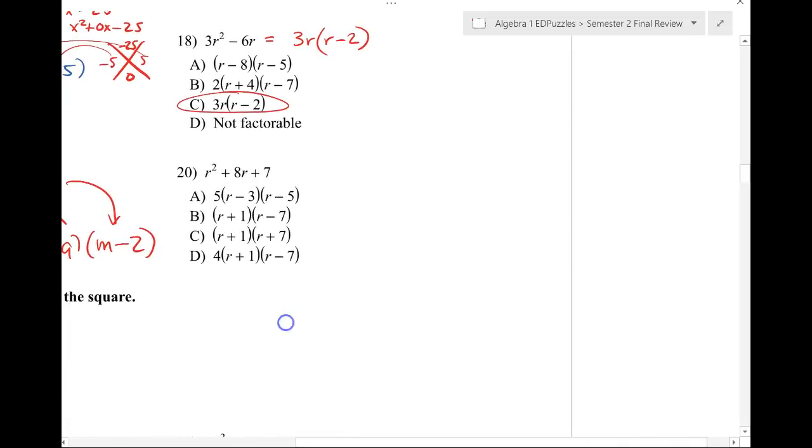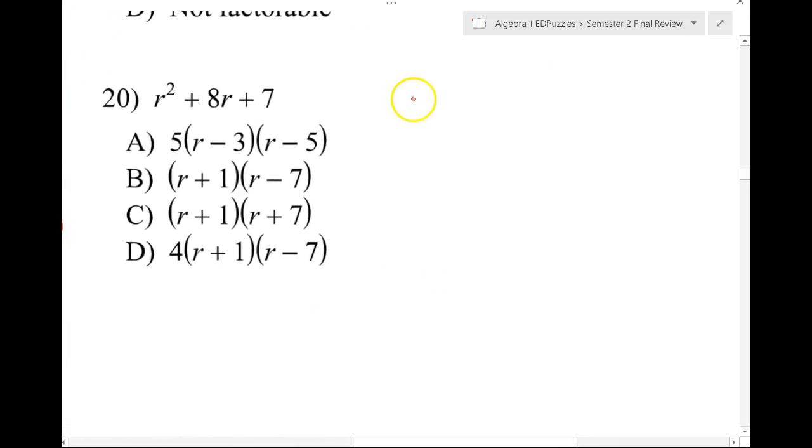Okay? Alright, so now, again, this one I only have to do the x, because that first coefficient is 1. So the number on top, 1 times 7. The number on the bottom, the middle coefficient. And then the two numbers here would be 7 and 1. That's the only thing that multiplies to 7. So that means I have to look for a positive 7 and a positive 1. Well, that would be C.